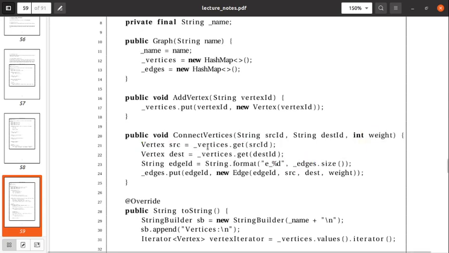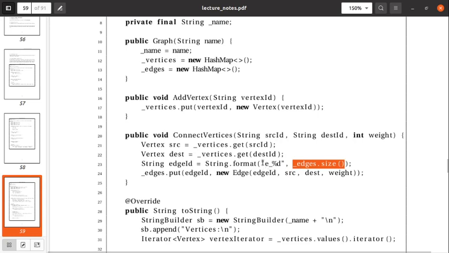So we get the vertices, we refer to it by that ID. So we get the first vertex, and then we ask our lookup to retrieve the second vertex based on that ID. And then the edge ID is we build it up from just however many edges there are in the collection, right?